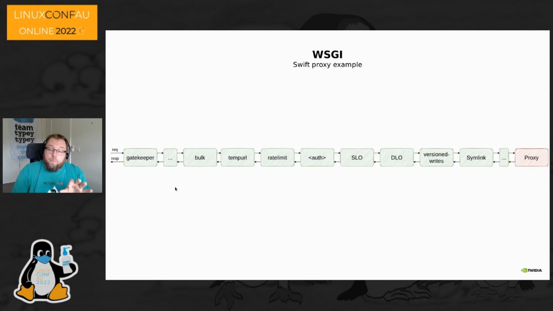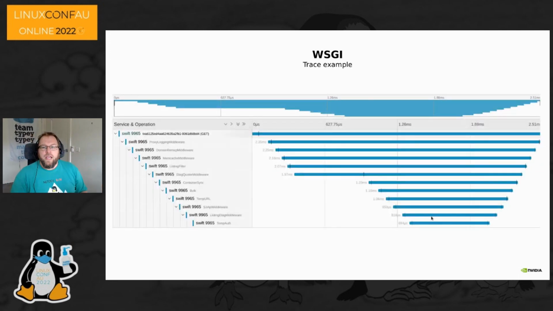it comes back out, or better yet, it turns out the Swift account server, container servers, and object servers are all WSGI and have their own pipelines too. So you can even insert a middleware to do something before it hits disk or when it comes out. So Swift is highly extensible. It's pretty cool. Here's another trace example where it shows this.